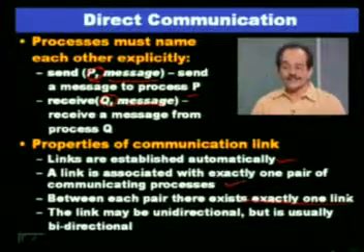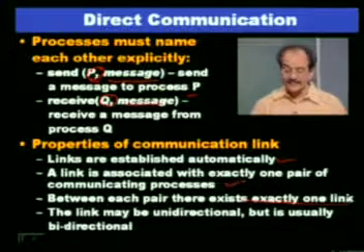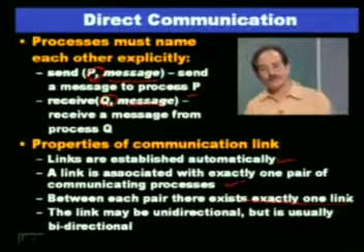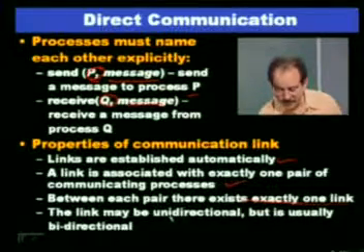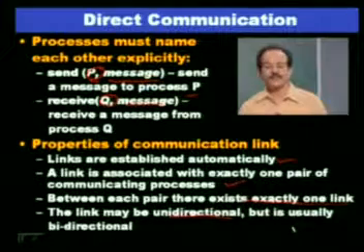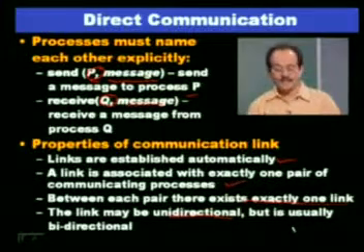As I said, can there be more than one link? In case it is direct communication, there will be only one link created between these processes. The link may be unidirectional as well as bidirectional. So, in case of direct communication, let us say there are two processes P and Q, then one link will be established automatically between those two processes, and it can be a unidirectional or a bidirectional link.